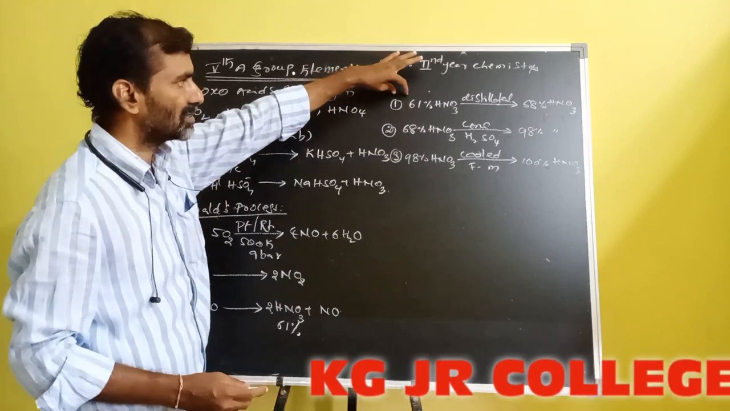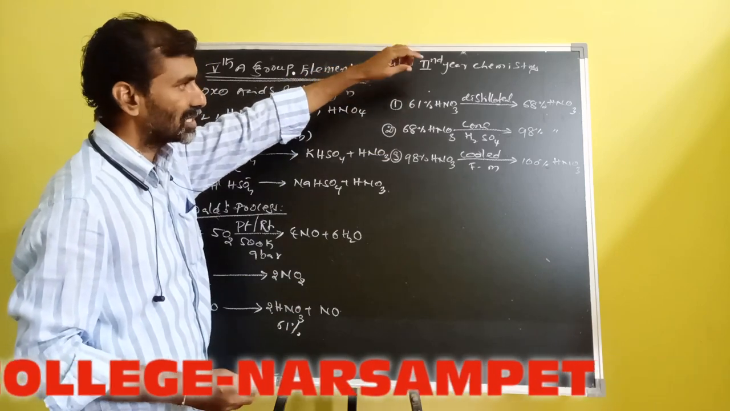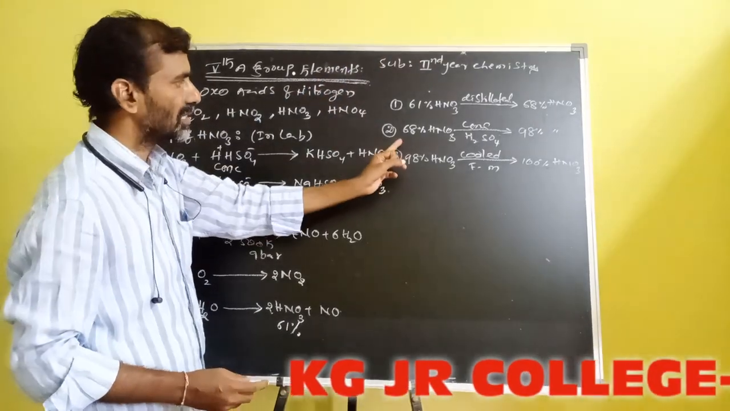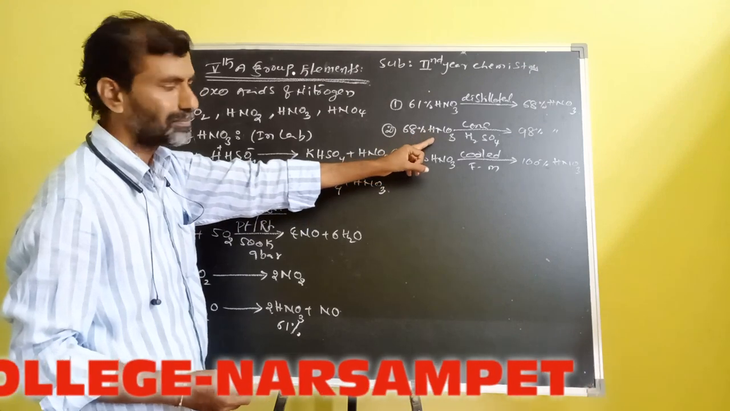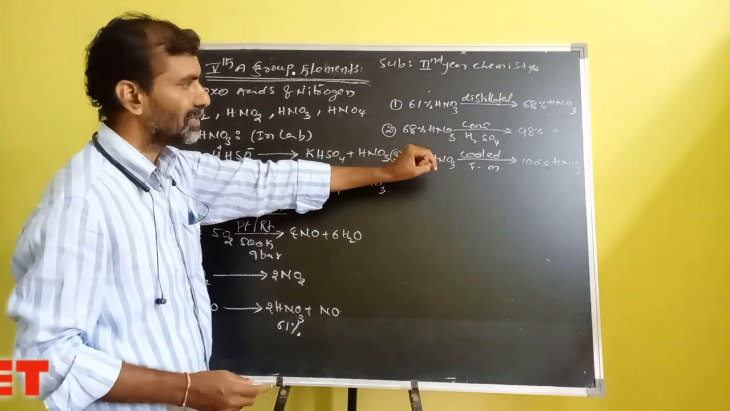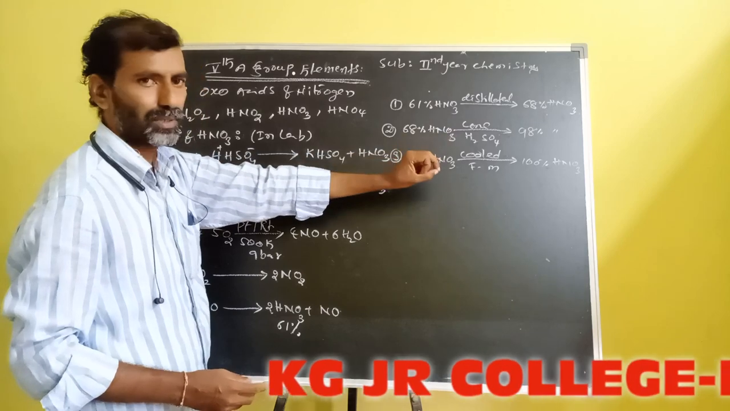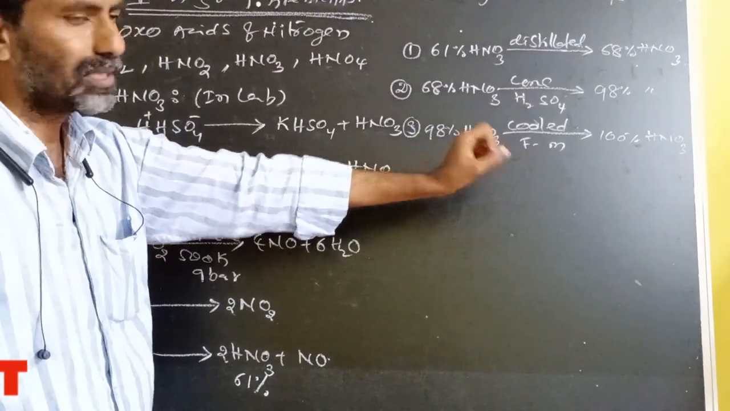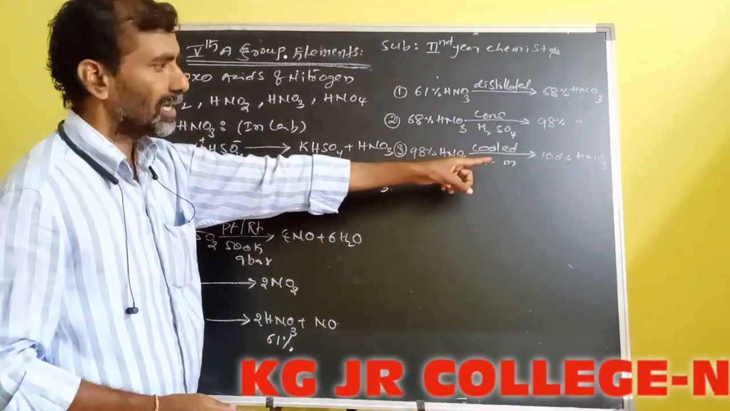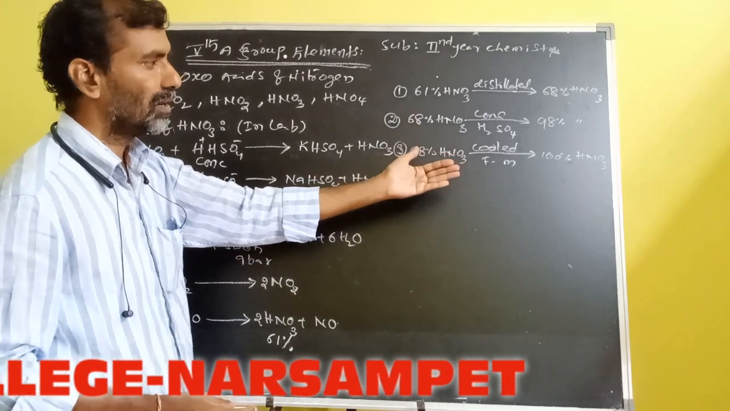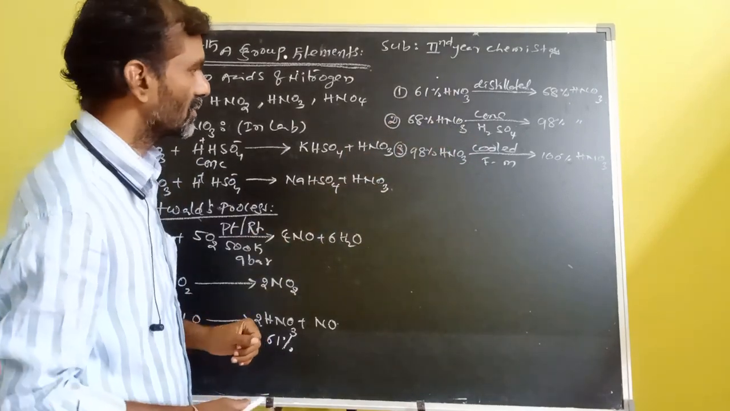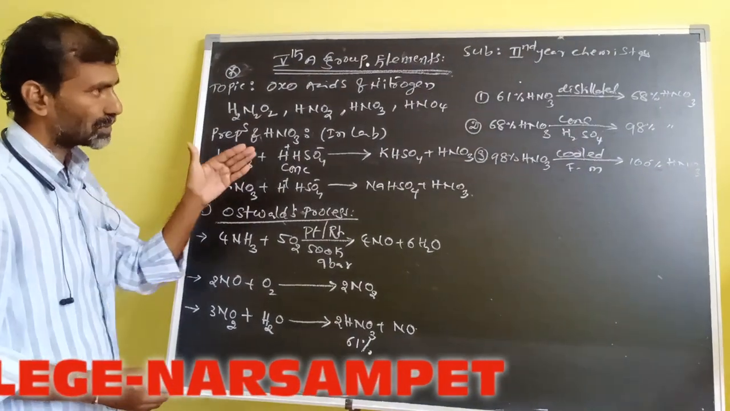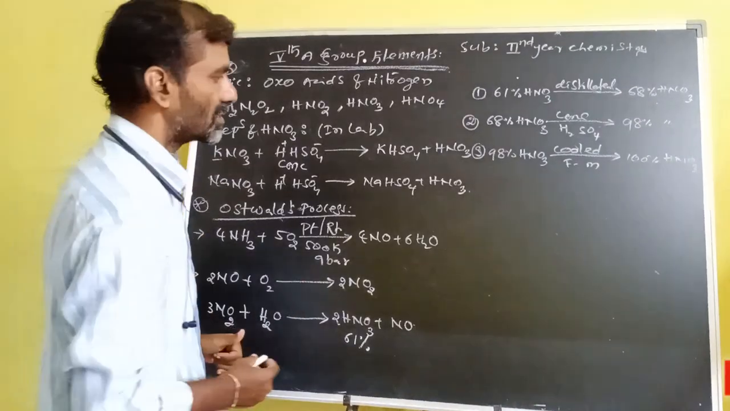So first of all, 61% HNO3 is distilled to obtain 68% HNO3. Second step, 68% HNO3 mixed with concentrated H2SO4 gives 98% HNO3. 98% HNO3 cooled in a freezing mixture gives 100% HNO3. So this is about preparation and concentration of HNO3.